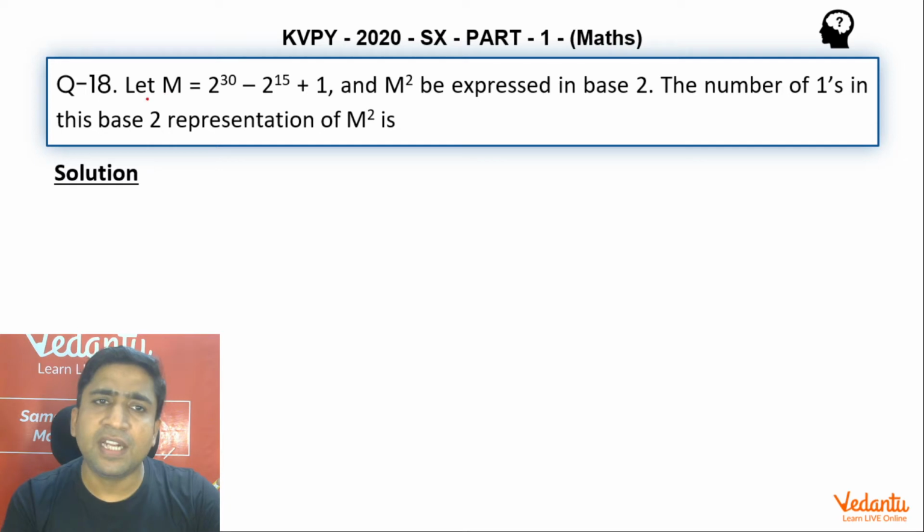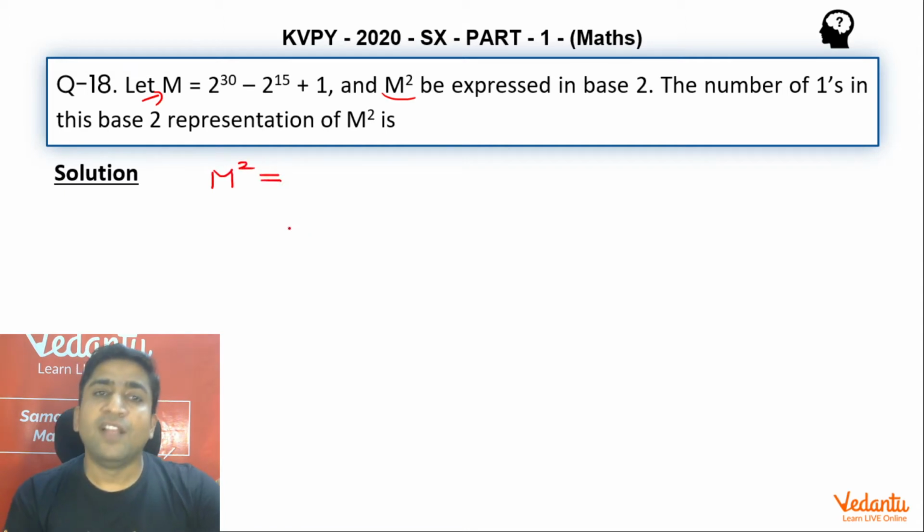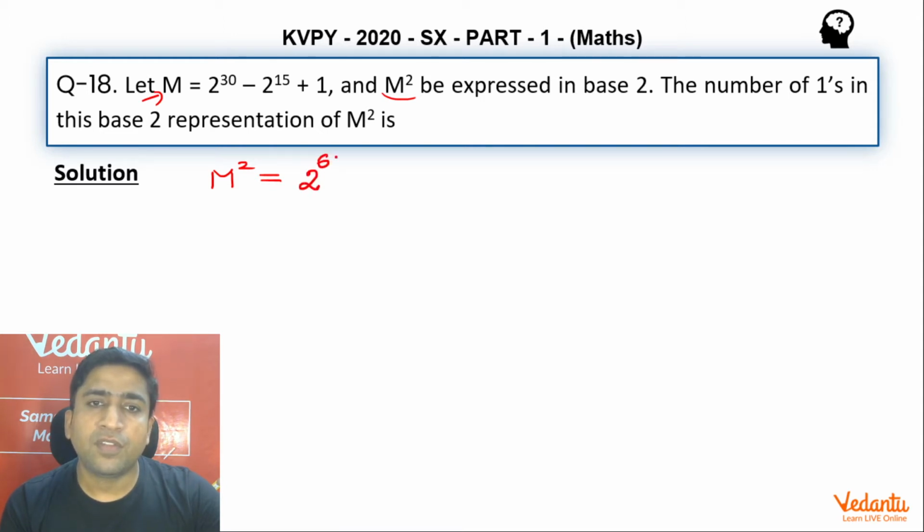The question gives us the value of m and asks us to deal with m square. So let's quickly develop m square. I have to square m overall, which is 2 to the power 30 minus 2 to the power 15 plus 1, the whole square. If I apply the perfect square of three quantities, it's going to be 2 to the power 60, that is a square, plus b square, 2 to the power 30, plus c square, and then the 2ab, 2bc, 2ca components.